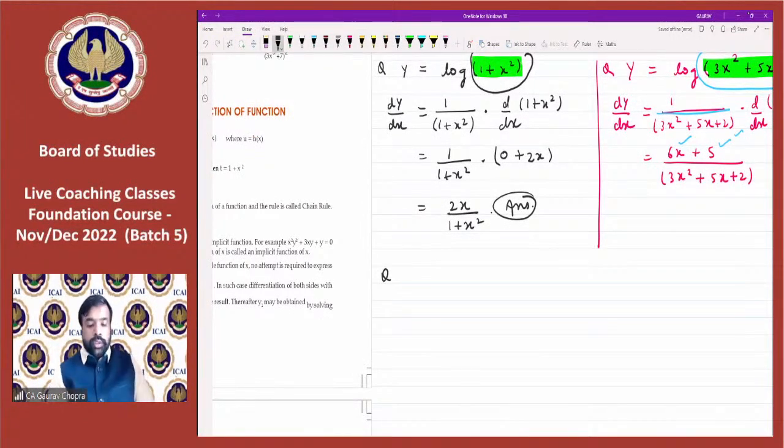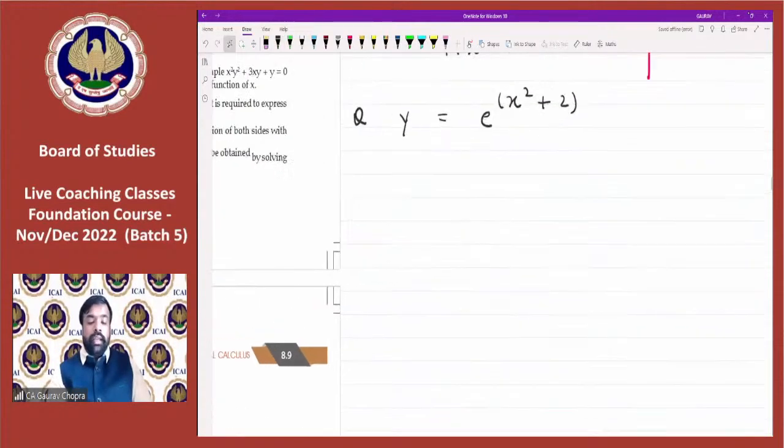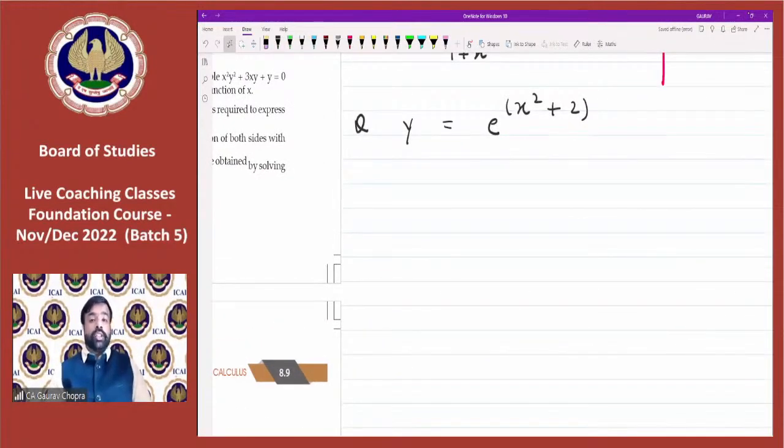Now let's do some more. Y is equal to e to the power of x square plus 2. Now this is again in the form of e and function of a function. What is the first function? E to the power of something is the first function. And in the power there are certain values, that is x square plus 2. It becomes the second function. So let us solve this.